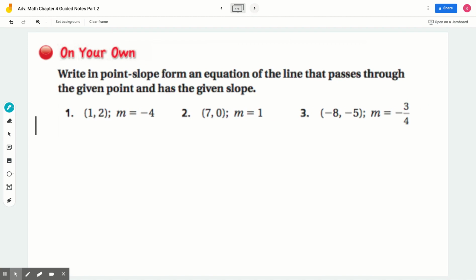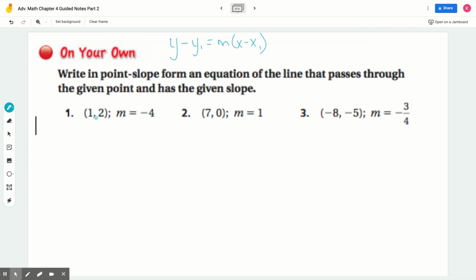Here we're going to write in point-slope form an equation of the line that passes through the given point and has the given slope. So remember, we're y minus y1 equals m times x minus x1. So we're simply plugging this information into this formula or into this equation type.